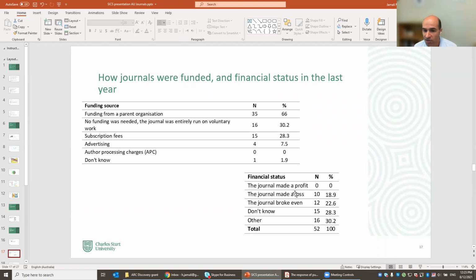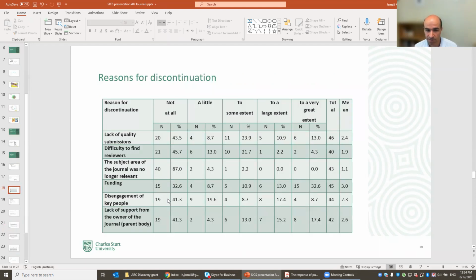And some of them actually didn't consider this question relevant because they didn't consider their journal as a for-profit initiative. They thought, you know, journal is for scholarship and science, therefore we don't consider it as a matter of making profit or loss, which might be true, but at the same time, it has implication for sustainability of publication of journals.